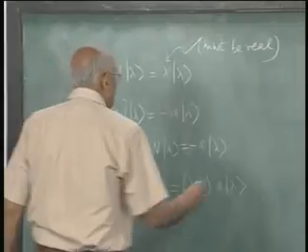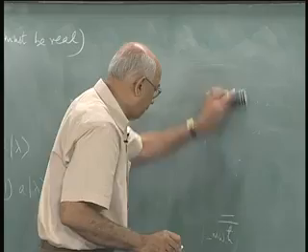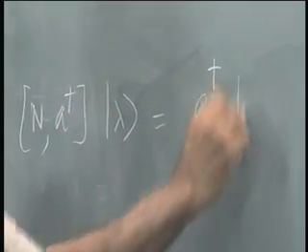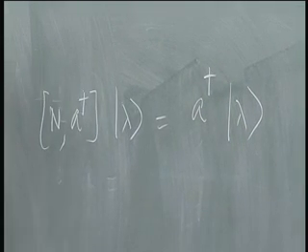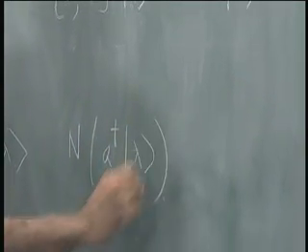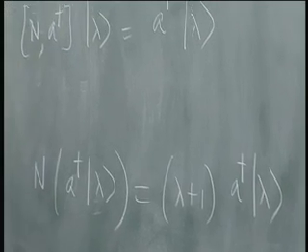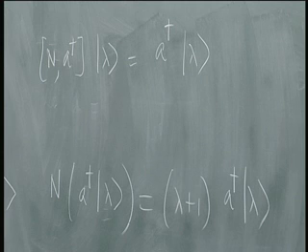In exactly the same way, you take n with a dagger on lambda equal to a dagger on lambda, and use the fact that it is plus a dagger there, and it tells you that n acting on a dagger acting on lambda is equal to lambda plus 1 a dagger. So it says if ket lambda is an eigenstate of n, then so is a dagger acting on ket lambda with an eigenvalue increased by 1.